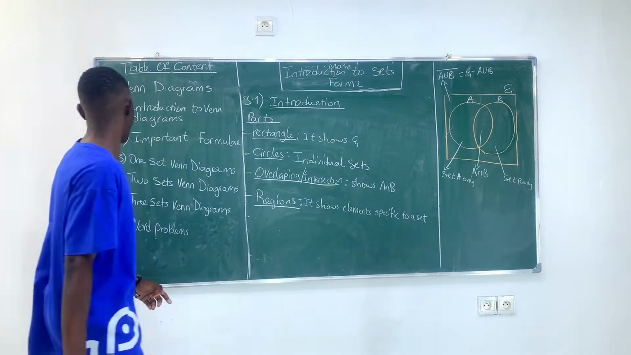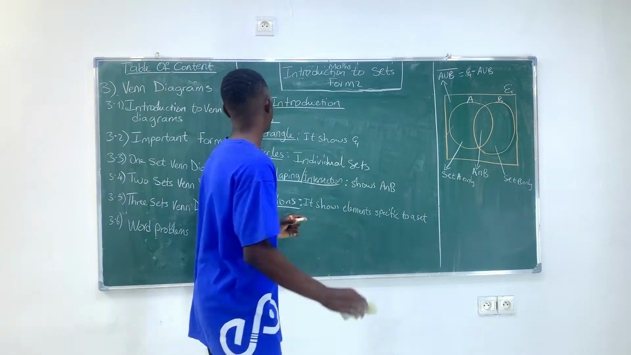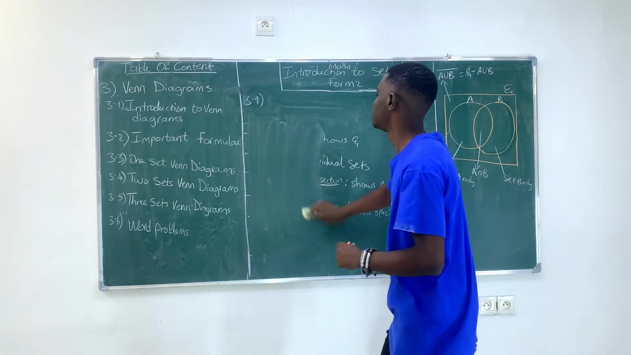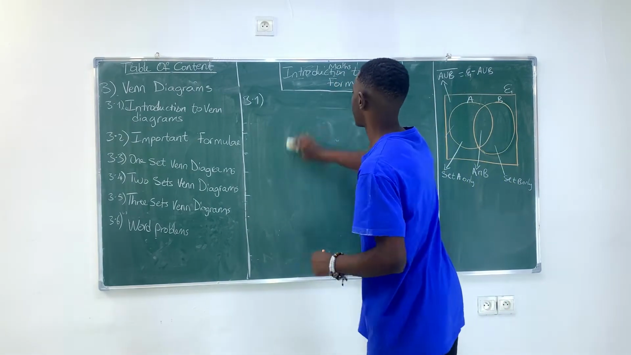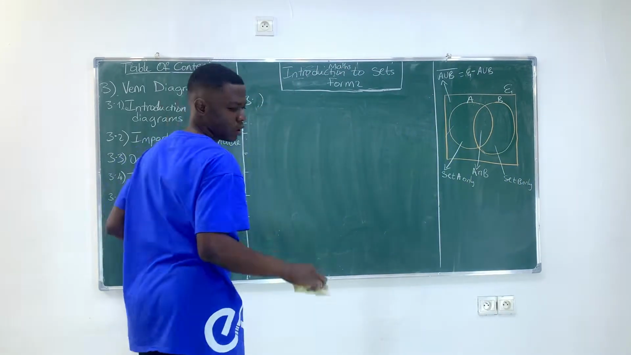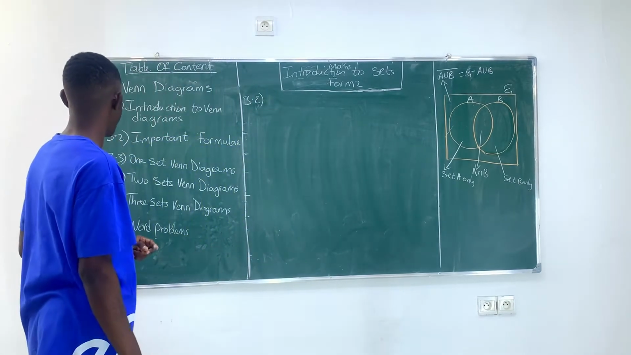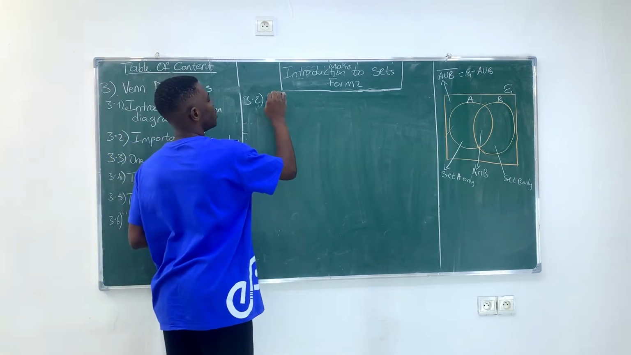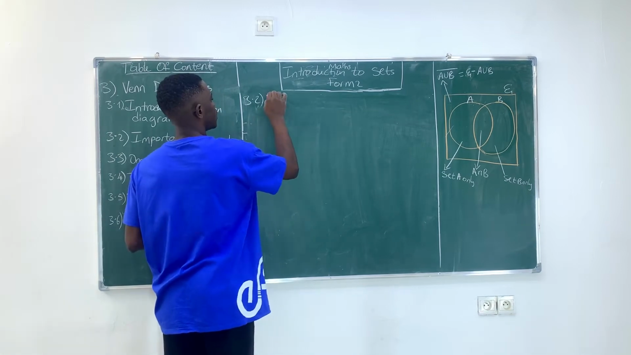Alright, so let's go down to the two set Venn diagrams. Now that you have a clue of what our sets are going to look like, we can dive into it. So we are at 2.3.2, where we have important formulae first. I'm going to talk about important formulae.